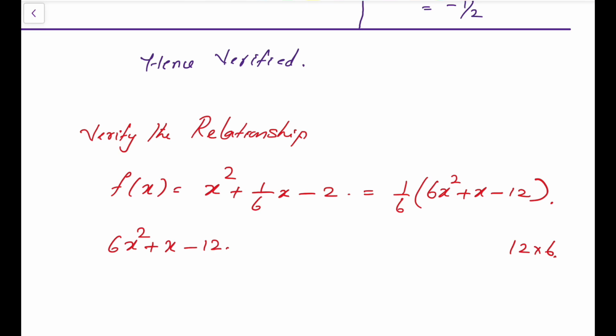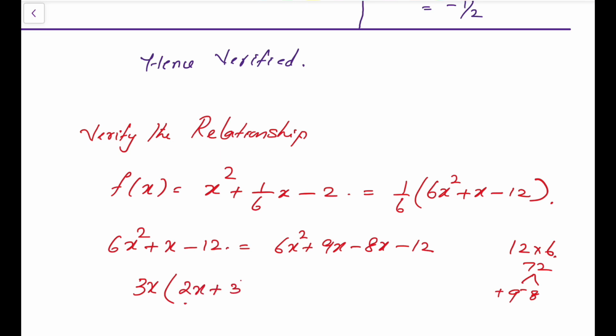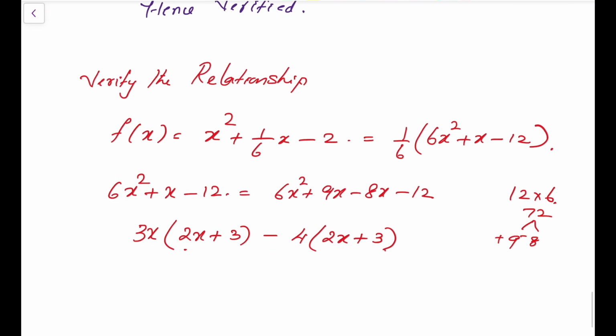So this 12 into 6, 72. I can write it as 9 into 8 because it is plus x. So plus 9 and minus 8. So I'll write this as 6x squared plus 9x minus 8x minus 12. 3x is common from the first two terms. So 3x is 2x plus 3, minus 4 is common. So left with 2x plus 3.